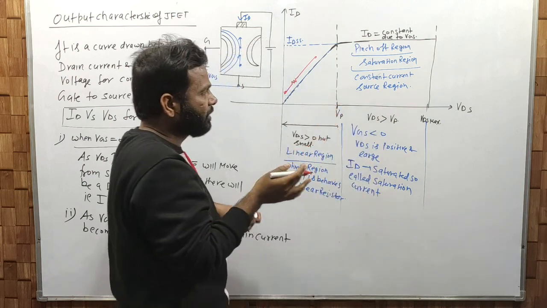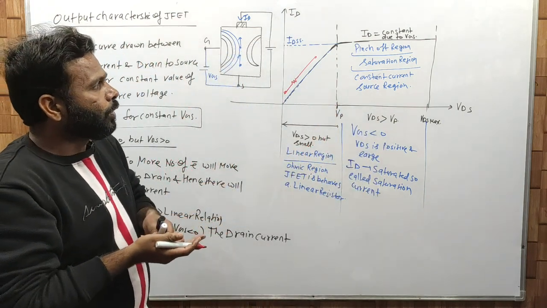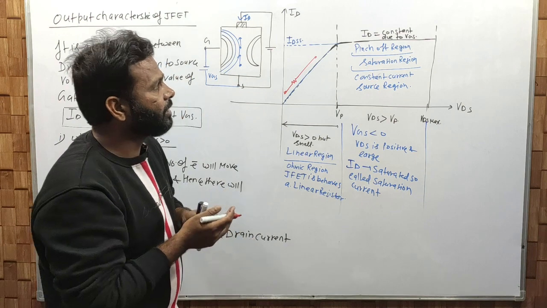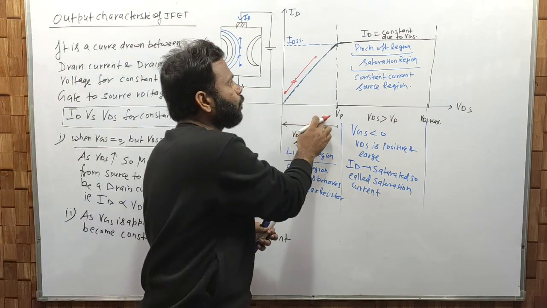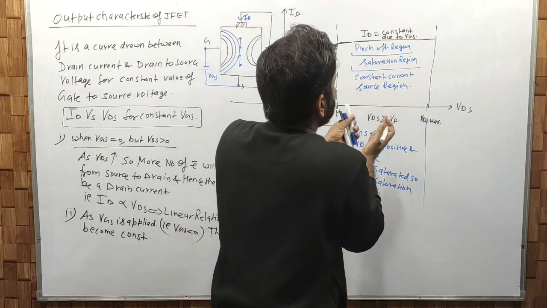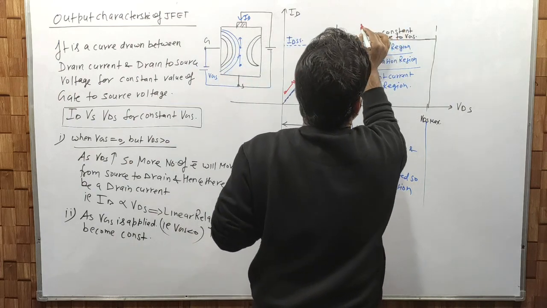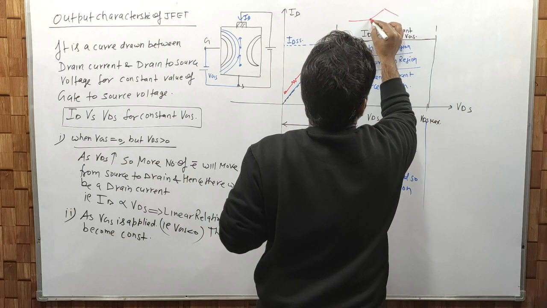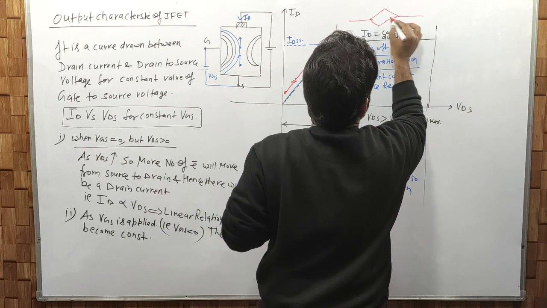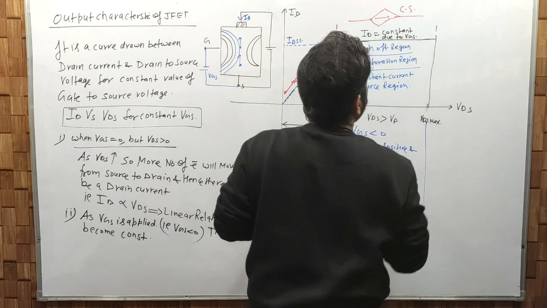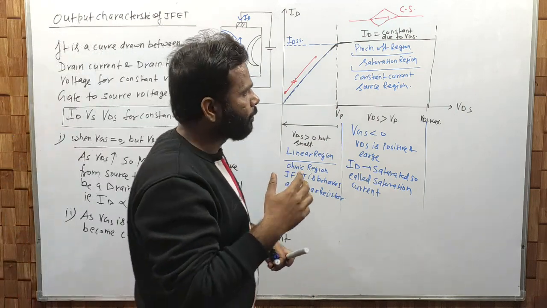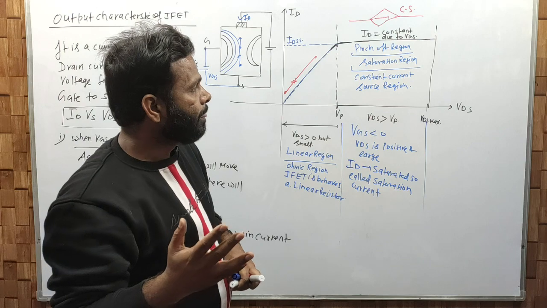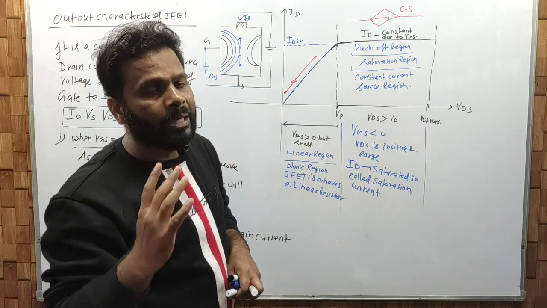If the applied voltage is less than the BP, that is called pinch off voltage, then the JFET is working as a linear resistor. Now if you apply voltage greater than this pinch off voltage, then your JFET is working as a constant current source, and the constant current source is like that. It is constant current source. Clear है यहाँ तक?